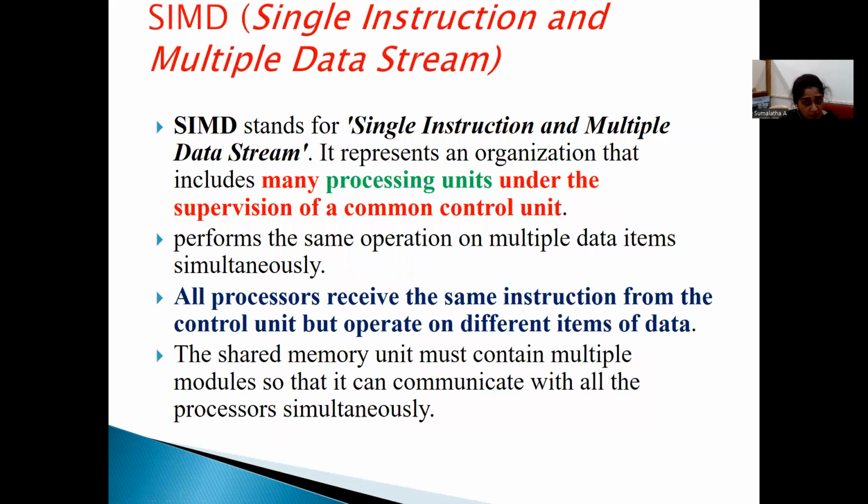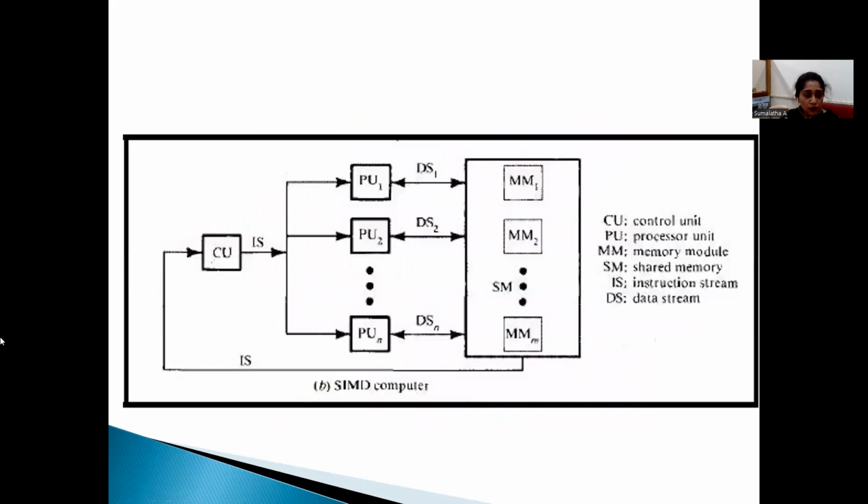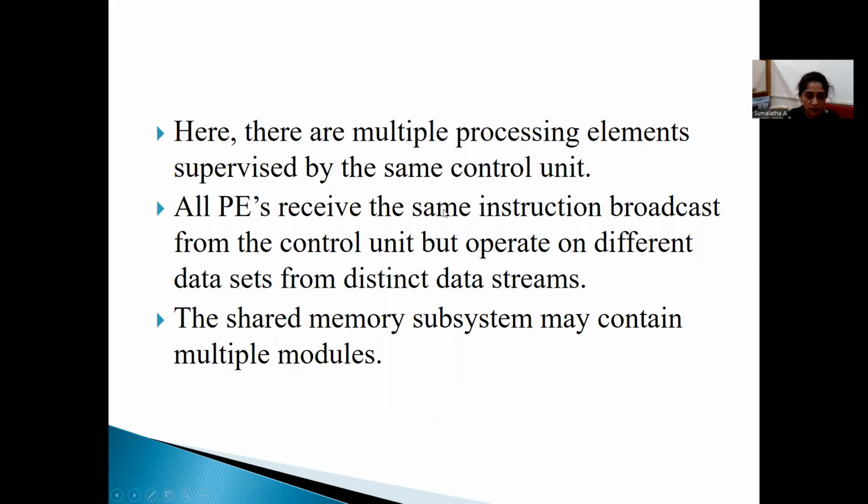When it comes to single instruction, multiple data, as you can see here, one single instruction is given to several processing units. It is then further given to many memory modules that will get the required output. So it is single instruction, multiple data streams, because you have multiple processing units here.